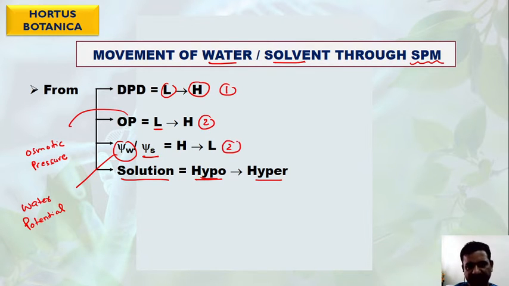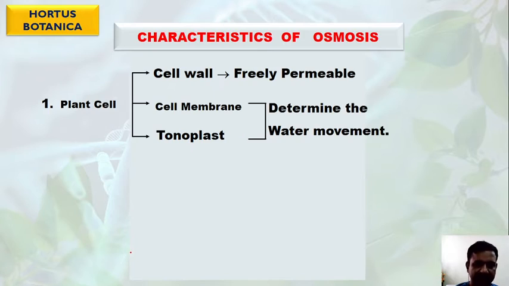Here are two definitions in terms of water potential or solute potential, and here again you have one definition. So you can define osmosis in how many ways? Six ways minimum, isn't it? Now, what are the characteristics of osmosis?